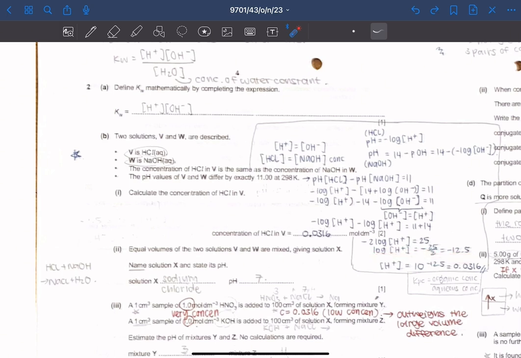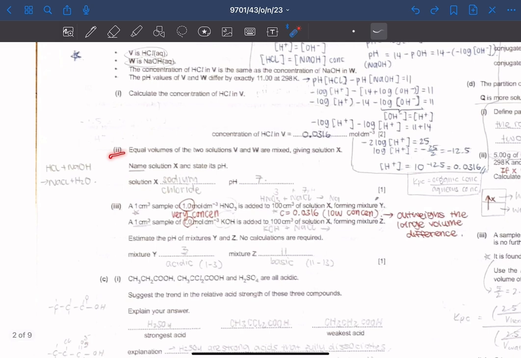And use the maths rule of base 10 to form a power. H plus is equal to 10 power negative 12.5. So the concentration of HCl, or concentration of H plus, is equal to 0.0316 mole per dm cube.